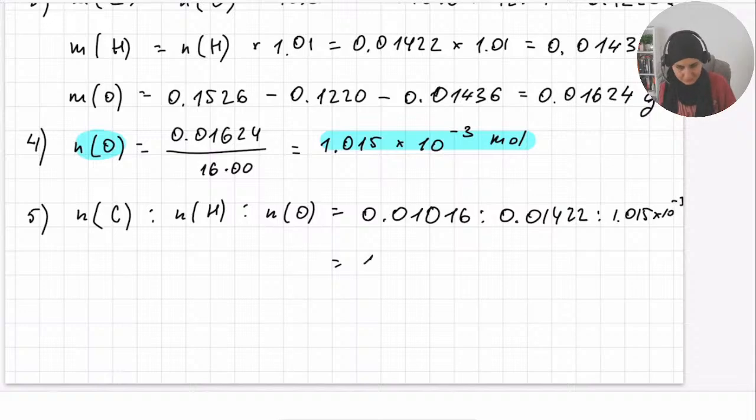Okay, so 10 looks good. If it's a whole number, looks good. Of course, it's possible that it wouldn't be a whole number from the very start, so maybe you'd have to divide it again, but 10 looks good.